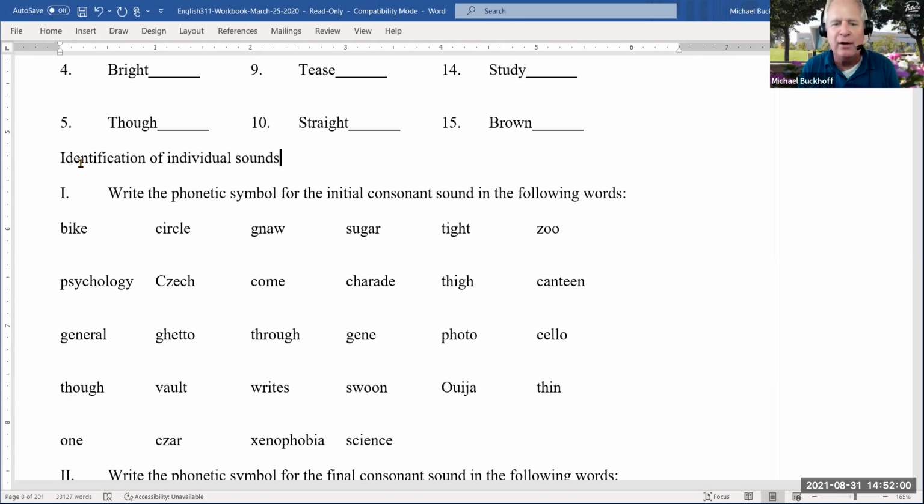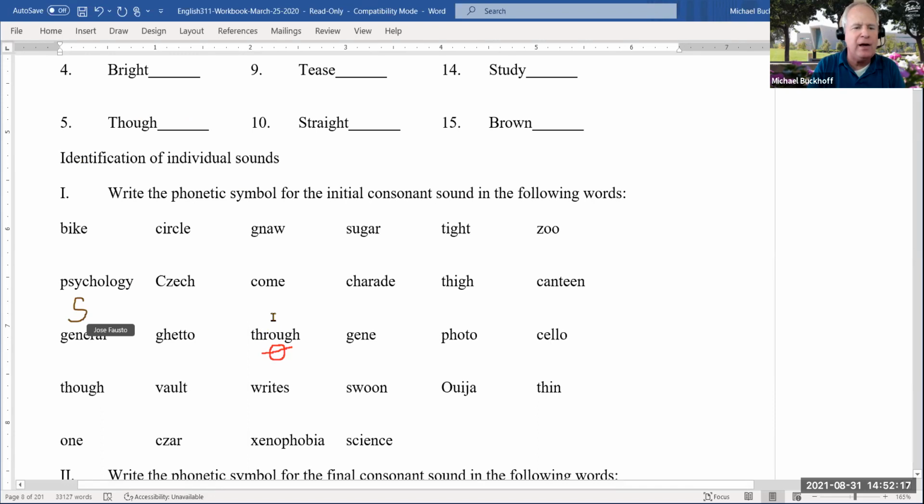Ouija. Zoo. Canteen. Cello. And thin. So be careful about those TH sounds.